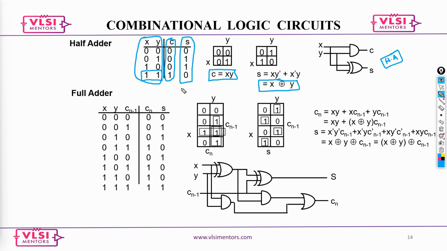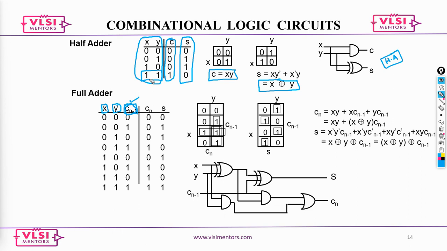And now the full adder. What is the difference between a half adder and a full adder? A half adder takes only two inputs without any input carry, whereas a full adder takes your input carry as well. So your inputs are both x and y, plus one more input, which is the input carry.